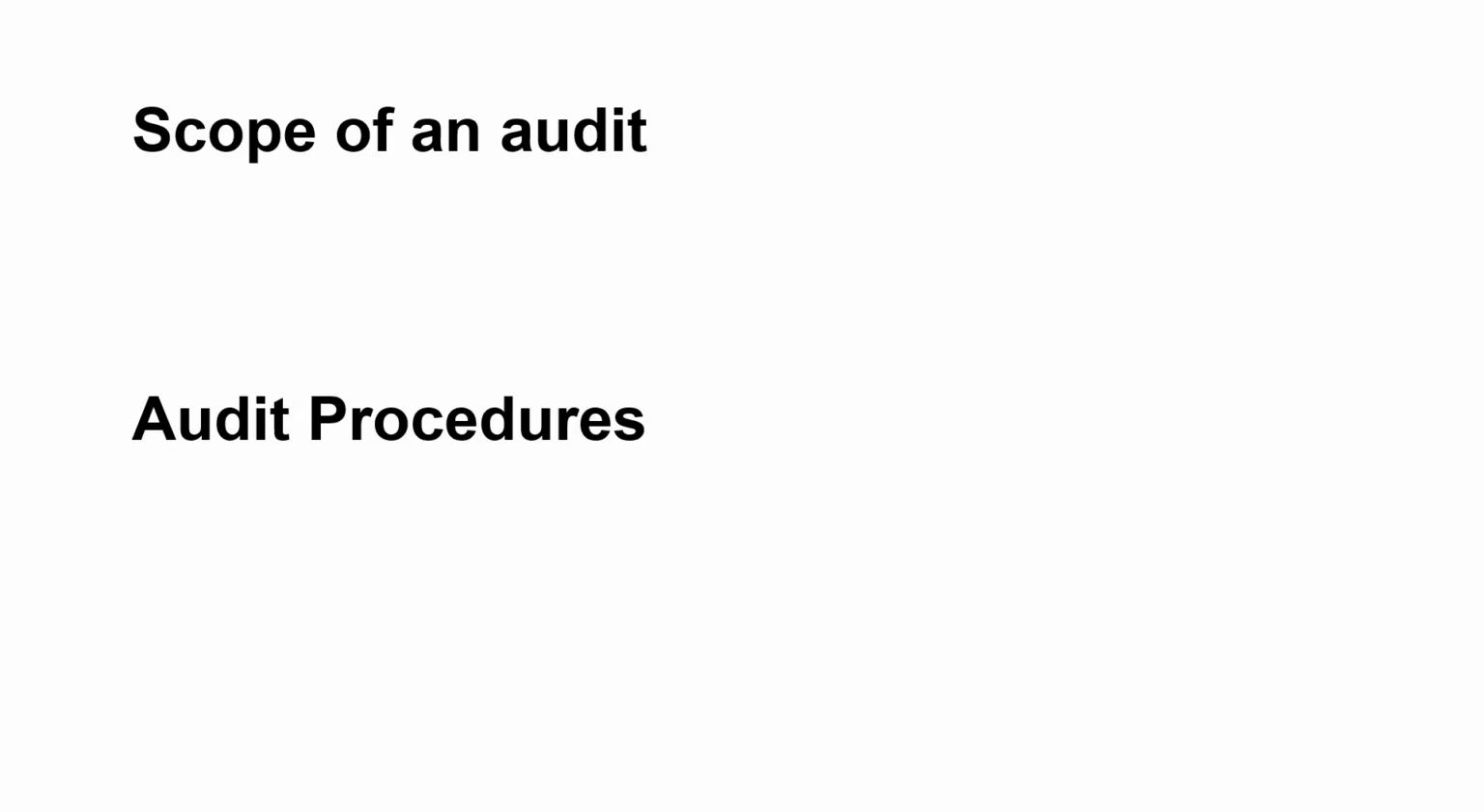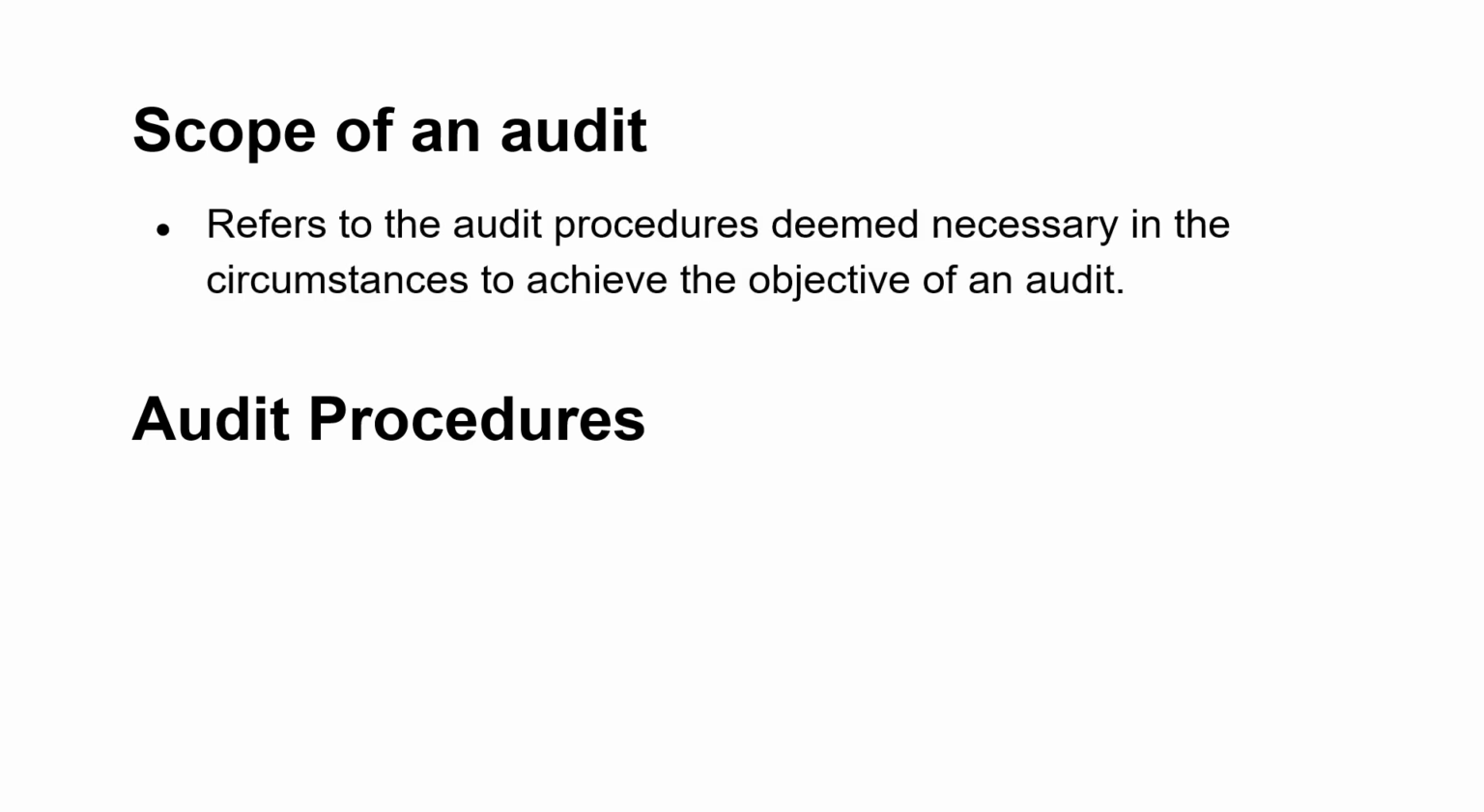Because I hope you're ready. You already know that when we talk about scope of an audit, it mainly just refers to the audit procedures deemed necessary in the circumstances to achieve the objective of an audit. And early on, we made mention that when we talk about the scope of an audit, actually the auditor has the chance and the freedom to choose any and all procedures that the auditor determines is necessary for the auditor to give an opinion.